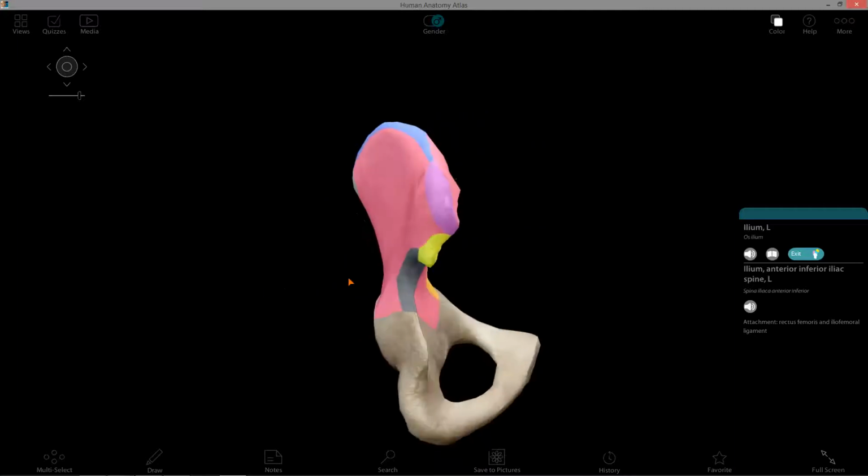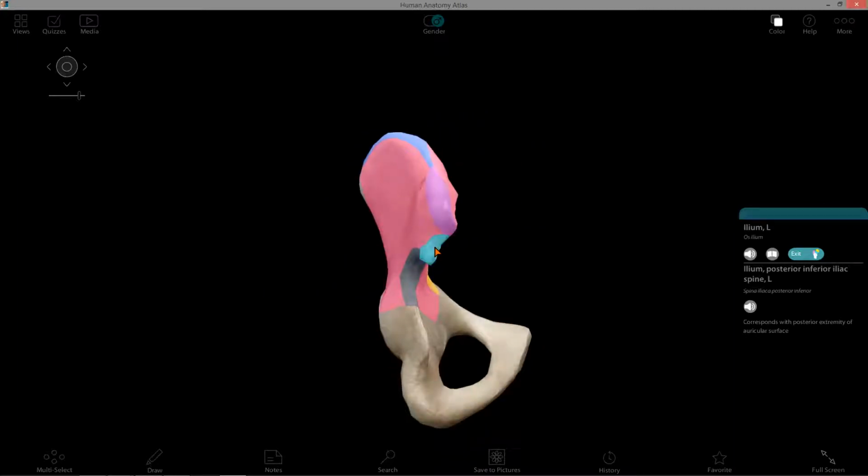There's also the anterior inferior iliac spine, as well as, if I rotate laterally and then we look at a posterior view of the bone, which we are right now, there's also the posterior inferior iliac spine, which forms the dimples of Venus. That'll be an important landmark in physical examination when you do that.